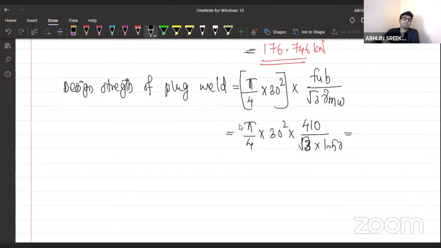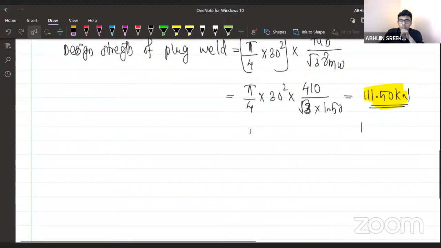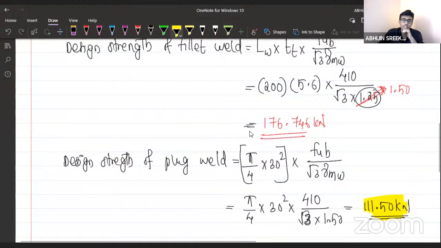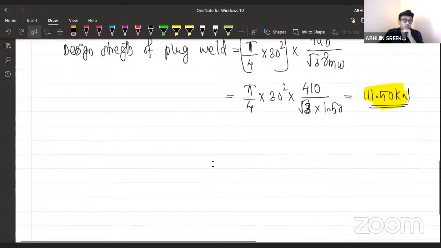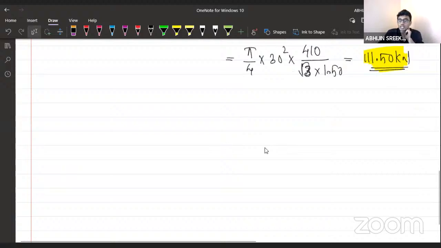What's the value? It's just a matter of seconds. Yes, Krishna is giving me the answer as 111.50 kilonewton. This will be the design strength of the plug weld as per Krishna. Others can confirm this. This one here is the design strength of the plug weld, and this one here, 176.746, is the design strength of the fillet weld. Yes, thanks Kushpooja, who is also telling me the answer as 111.554.